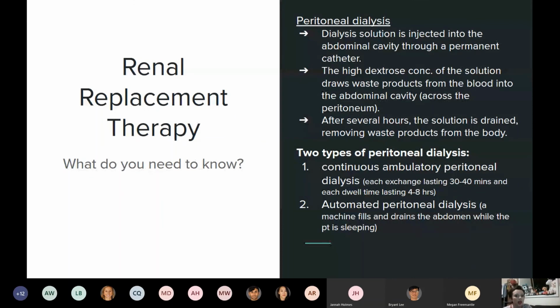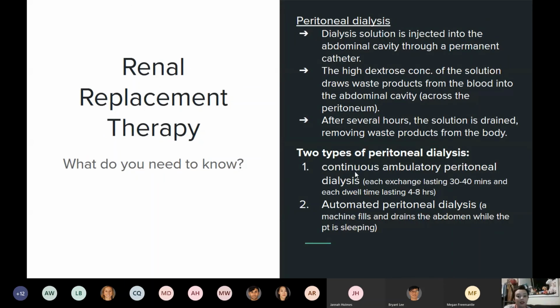Comparing that to peritoneal dialysis, this is where the dialysis occurs through the abdominal cavity, so it's actually filtering through the peritoneum itself. There's a permanent catheter that's put into the abdomen, and whenever they're having this therapy, it's connected up to that catheter. A high dextrose solution draws waste products from the blood into the abdominal cavity, and that's left for a while, which is known as dwell time, and then it's drained back out of the abdomen.